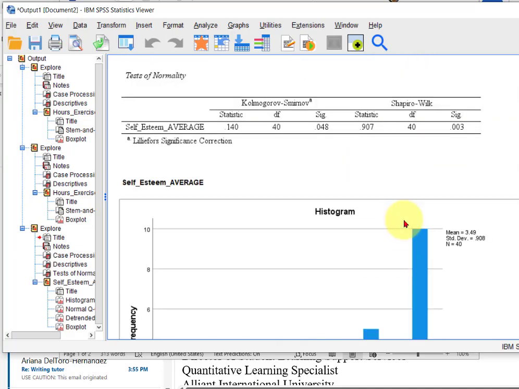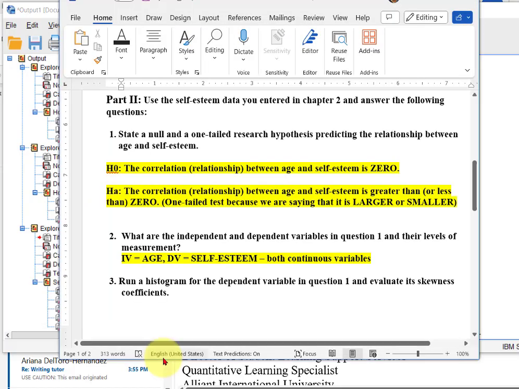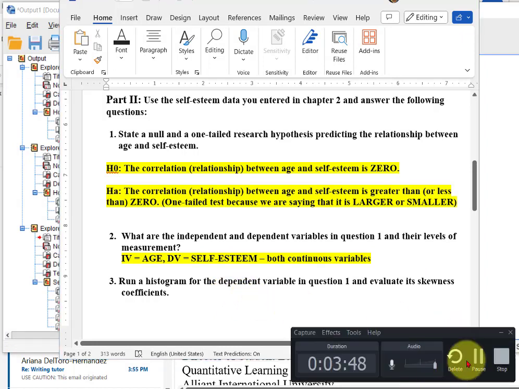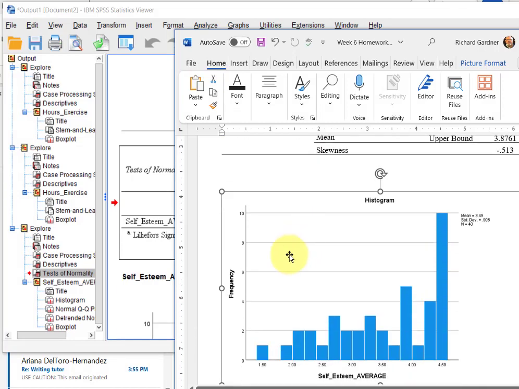And he also wants the skewness. There's the skewness. So the skew statistic is negative 0.513, and the standard error is that. Let's see what he was looking for here. Evaluate the skewness coefficients. It's terribly skewed. There's no question about it. So hold on, let me cut and paste that stuff in there for you. So here's the histogram. Bam, it is obviously skewed.